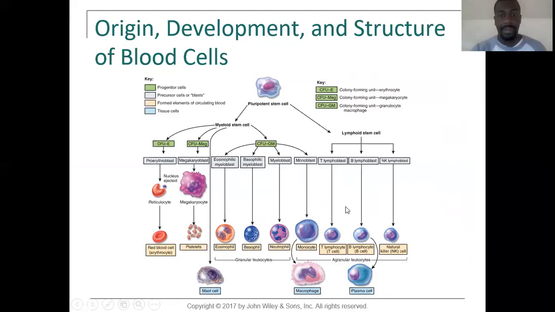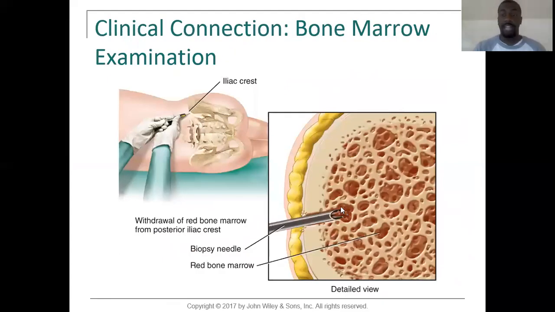If someone is dealing with some kind of blood condition, what a doctor can do is cause someone to undergo what's called a bone marrow biopsy. What that is, they'll take this very thick biopsy needle, insert it into the bone, and then try to get into the spongy bone and extract some of the bone marrow out.